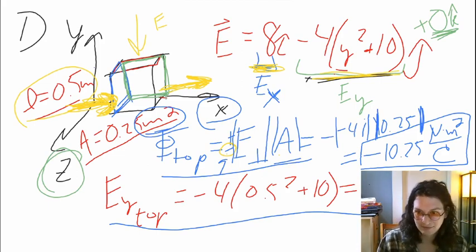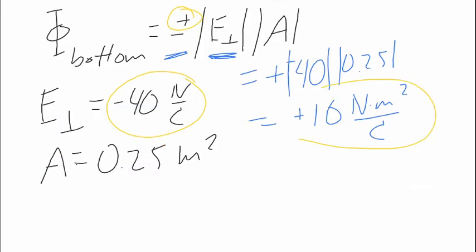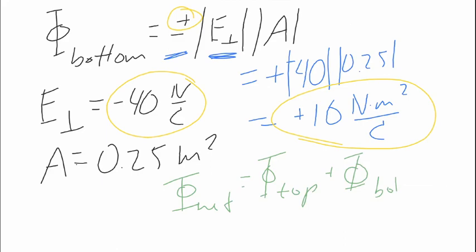So all that is to say that in order to find our net flux, we only need to consider the flux through the top face, which we found right here as negative 10.25, and the flux through the bottom face, which we found here to be positive 10. And our net flux then is just the sum of those two, the flux through the top plus the flux through the bottom. If I add these together, negative 10.25 plus 10 gives me negative 0.25. But of course, everyone's will be different.